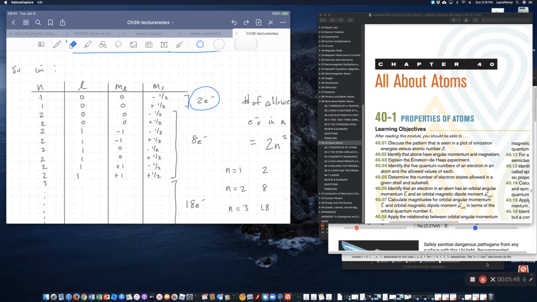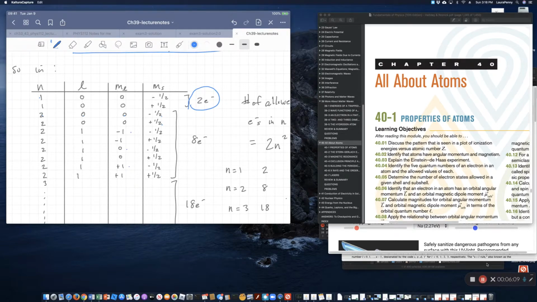N equals 2. And I said, okay, L equals 0, m sub L equals 0, right? If L is equal to 0, m sub L equals 0. So we have negative 1/2 and plus 1/2. Again, that's 2. But then if n equals 2, L could also equal 1, which would allow m sub L to go from negative 1 and 0 and plus 1.